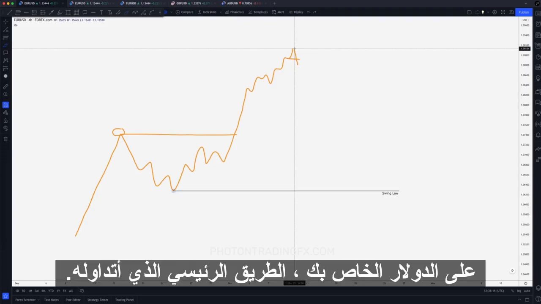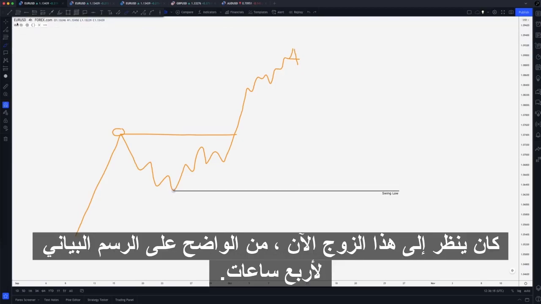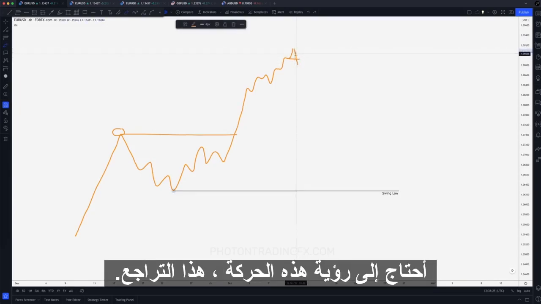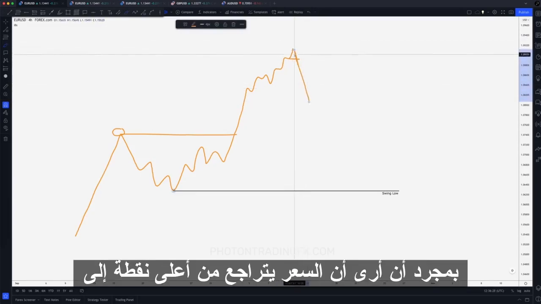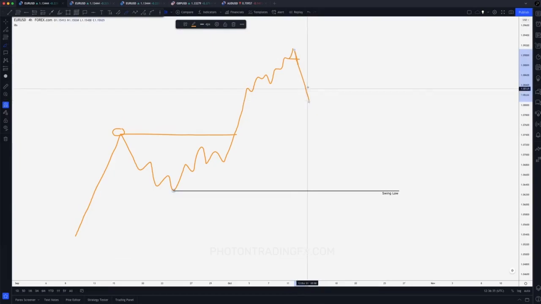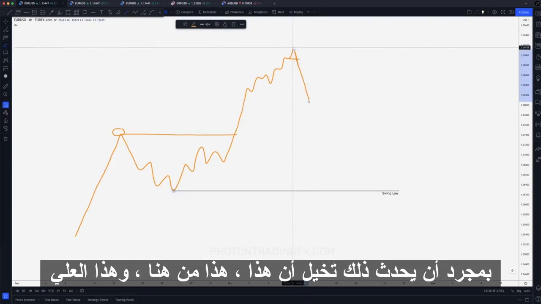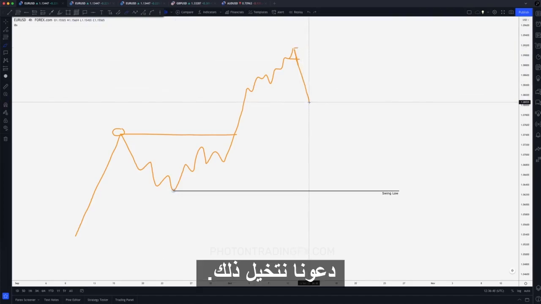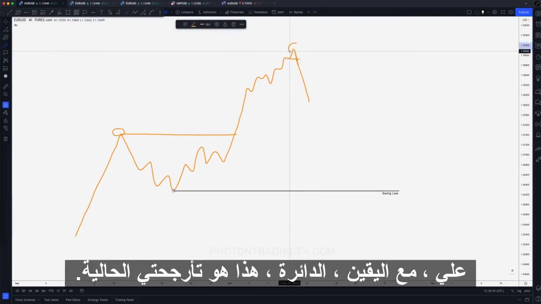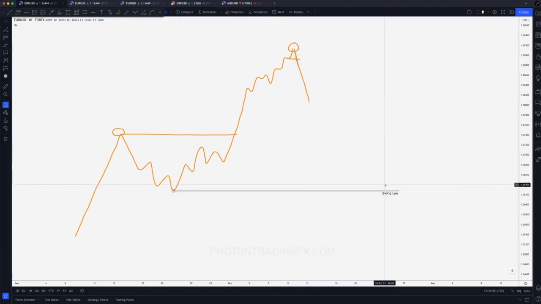For me, on EURUSD, the main pair that I trade, the pair we're looking at now, with the 4-hour chart, I have tested it so that I know personally at the moment on the 4-hour chart, I need to see this pullback. As soon as I see that price pulls back from the highest point to the lowest point, a minimum of 40 pips, all right, once that happens, let's imagine that from this high here to this point here is 40 pips. The moment price pulls back 40 pips, now I can mechanically, with certainty, circle this as my current swing high. Okay, so hopefully that makes sense.